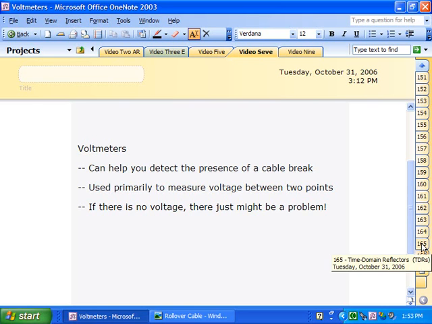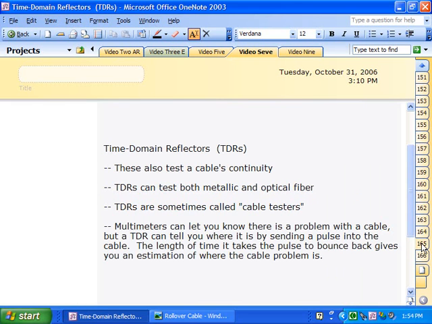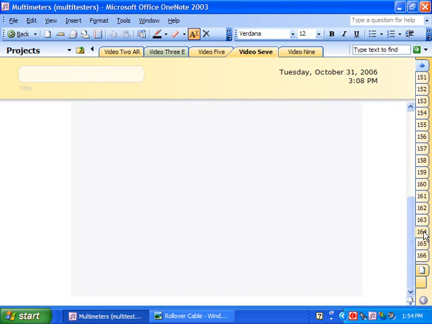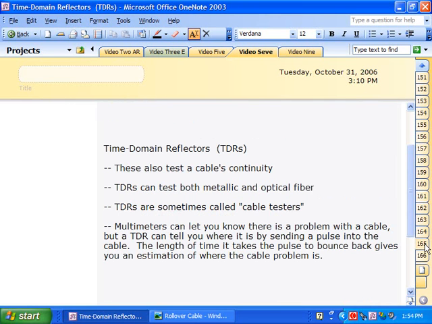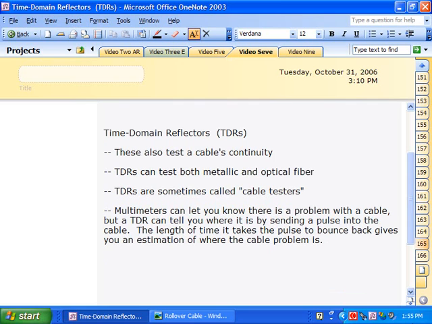But again, as far as the devices whose primary purpose is to help us find that cable break, you really want to concentrate on the multimeter. As far as finding a break in the cable, they're relatively inexpensive. TDRs can test both metallic and optical fiber, and they will not only let you know that there is a problem, but roughly where the problem is in the cable. And that's about all we can ask for.